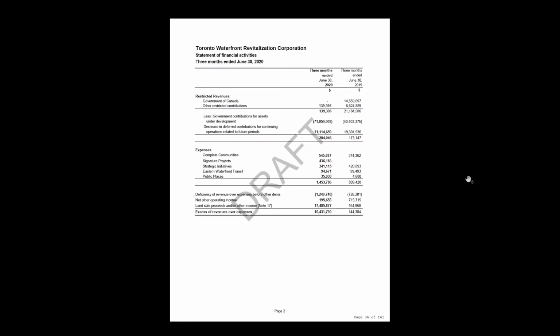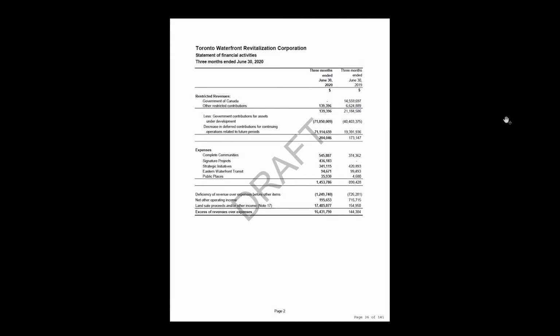If we can go down to page 36 of the statements, which is the statement of financial activities. For the 3-month period between April to June, we do not have any government contributions. Again, this is directly related to the timing of when we request funding for the portlets primarily. We didn't have any requests for funding in this quarter, but we'll definitely have it in the next quarter, in Q2.